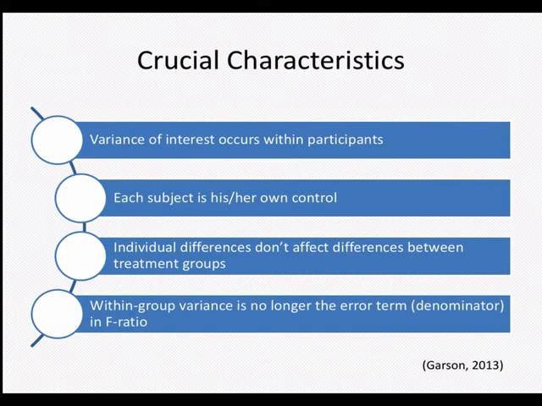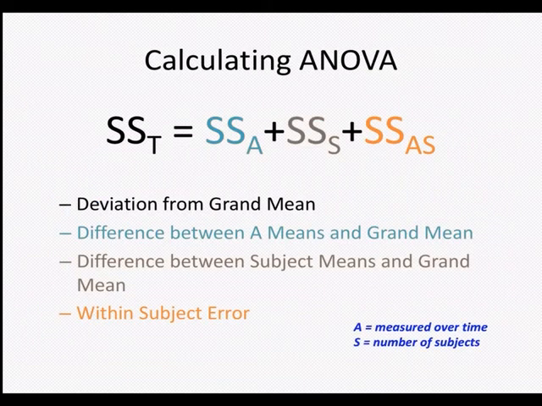Okay, so these are some characteristics about repeated measure. Variance of interest occurs within the participants. So within each of you, you've now received both CBT and psychodynamic. So that difference between CBT and psychodynamic is within each individual subject. It's not anymore across different groups. So each subject serves as his or her own control, and individual differences do not affect difference between the treatment groups. Within group variance is no longer the error term. Now we have a smaller error, which will lead to a larger F ratio.